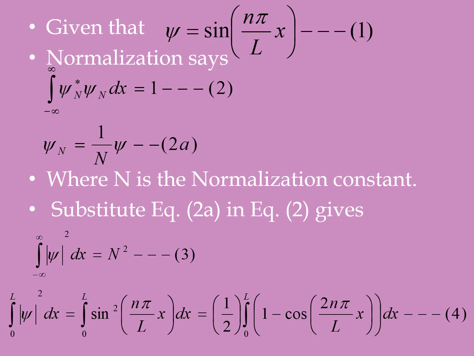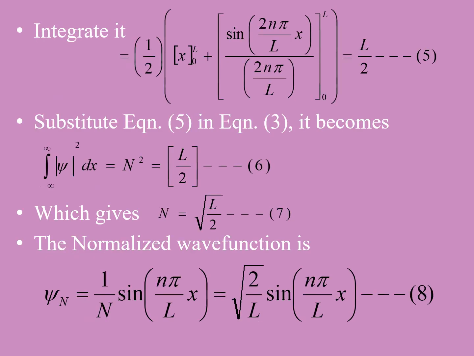So now you substitute this in equation 2, then it becomes the integral from minus infinity to infinity of modulus of psi squared dx is equal to N squared. Now you substitute the value of psi, then it is the integral from 0 to L of sin squared n pi x by L dx. Here the sin squared can be written as 1 minus cos 2x by 2. So it is 1 by 2 integral from 0 to L of 1 minus cos 2 pi n x divided by L dx. Now we have to integrate this.